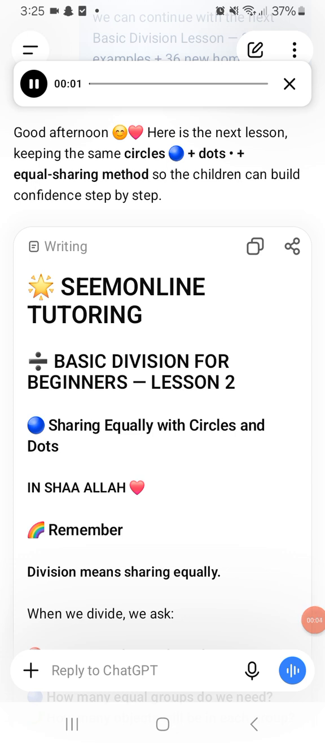Here's the next lesson. Keeping the same circles plus dots equals sharing method so the children can build confidence step by step.